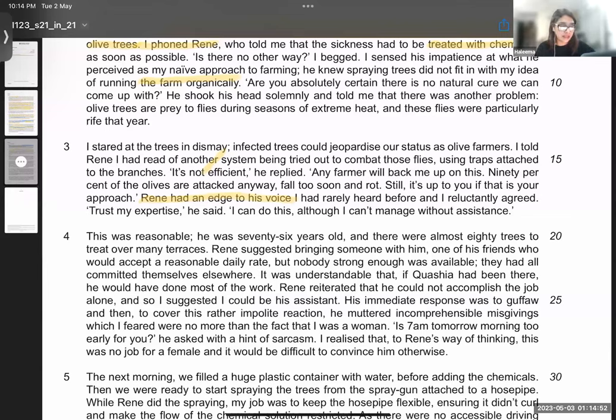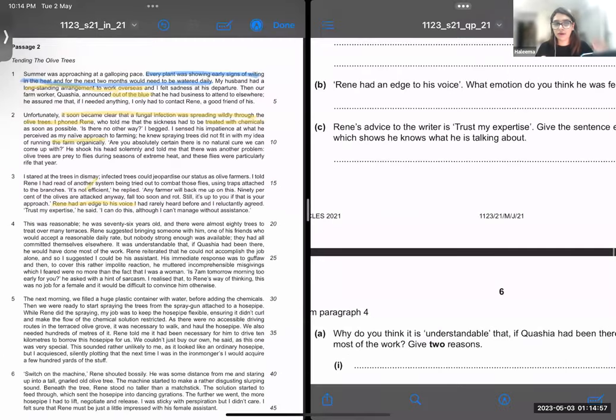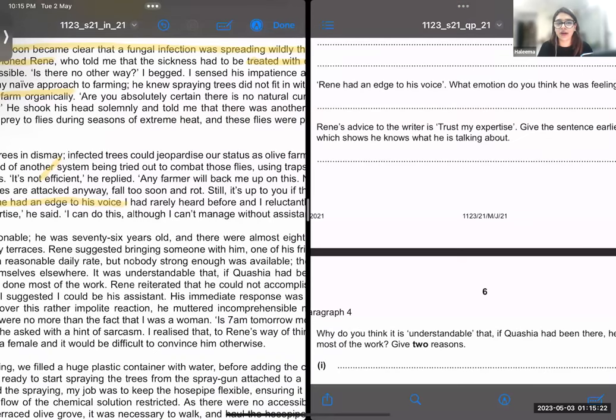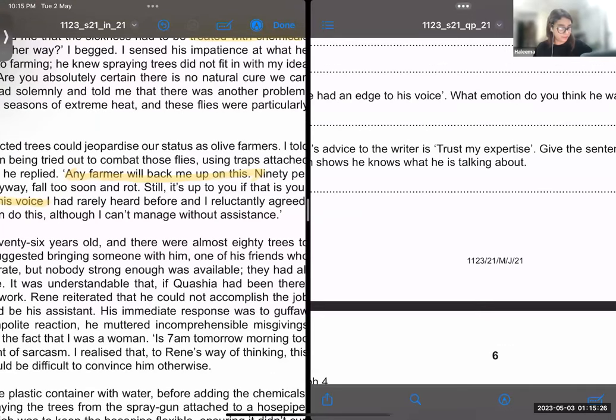Give the sentence earlier in the paragraph, which shows he knows what he's talking about. Another example of picking out information as is and placing it into your answer. So again, you can write as is from the passage itself. So if we talk about how within this passage, they say that any farmer will back me up on this. So this implies that he's saying, trust my expertise. So trusting my expertise, any farmer will back me up on this. These are two ideas that can be used interchangeably. So that's how you would mention it over there.